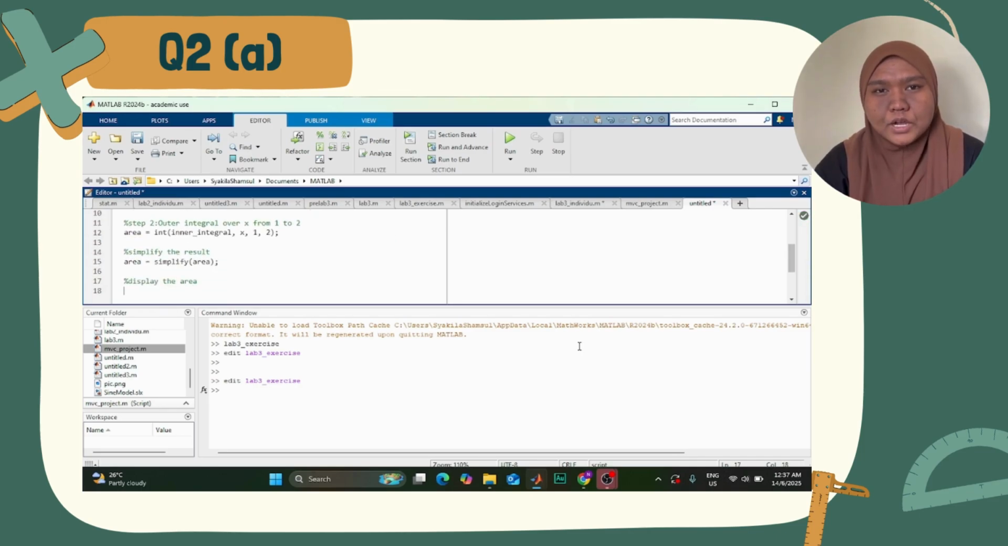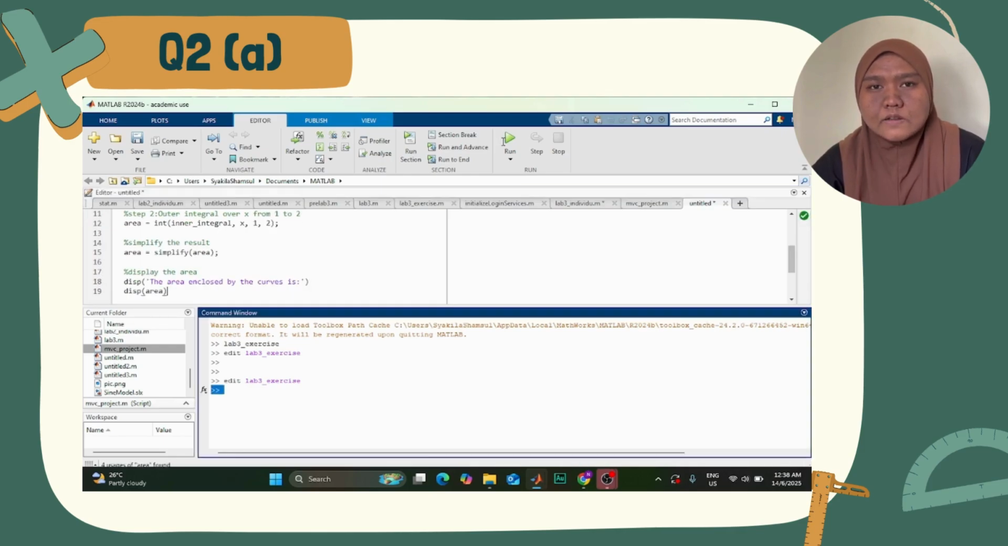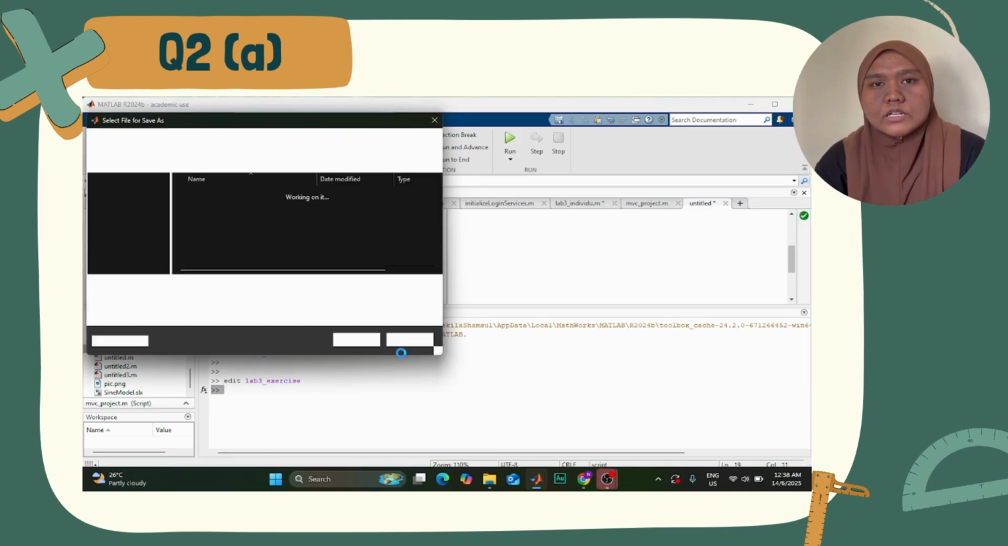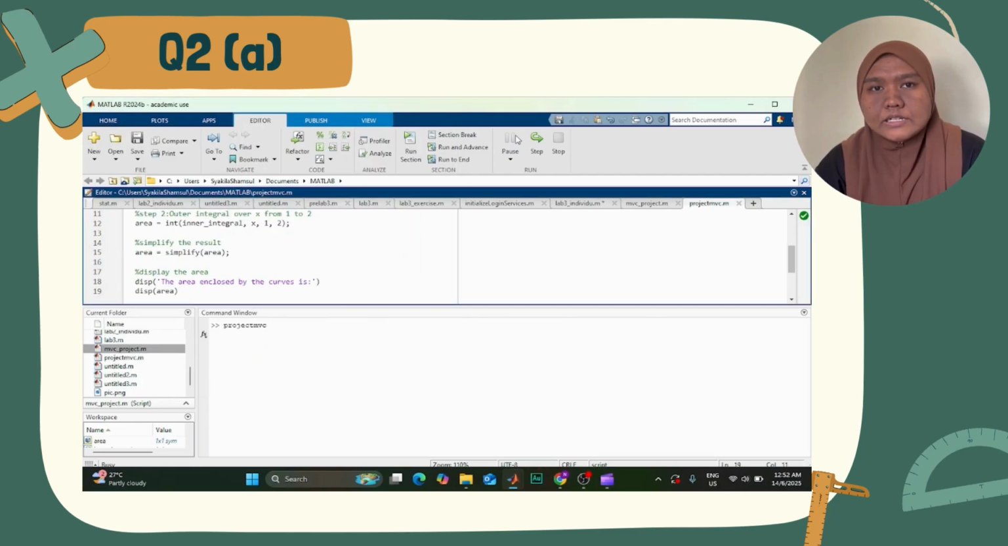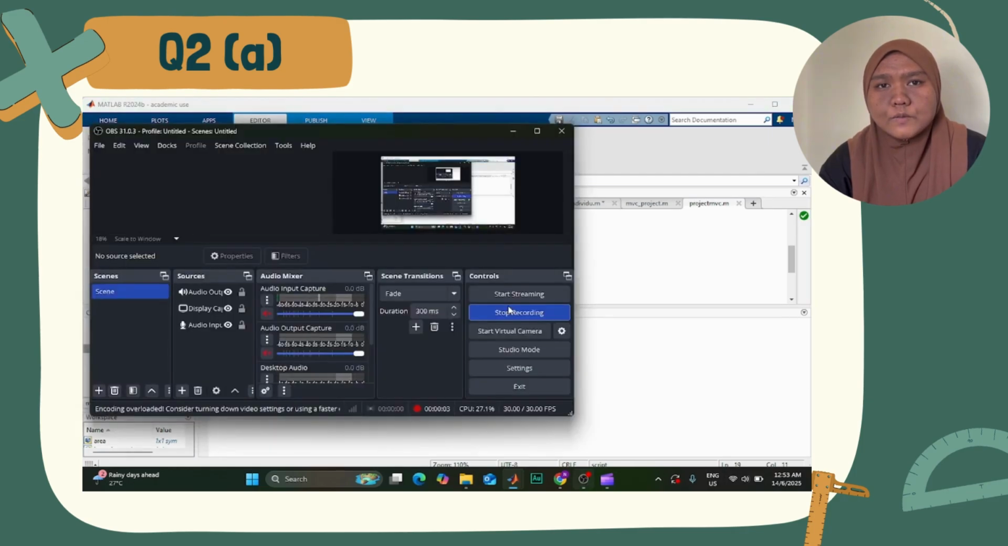These are two function curves, which is y_top, the upper boundary, and y_bottom, the lower boundary. Third, in the inner integral, I integrate with respect to y. In MATLAB, I use inner_integral. This calculates the area between the curves vertically from y bottom to y top. And fourth, I use the outer integral, which is integrate with respect to x.